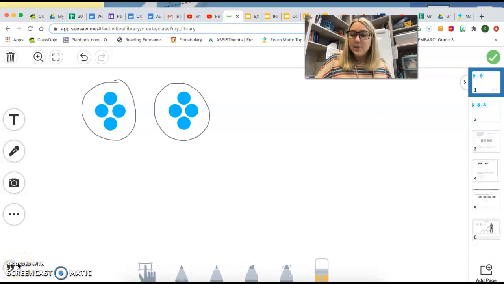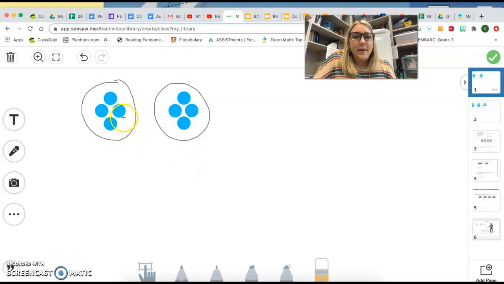Hey friends, so we're going to continue talking about equal groups, repeated addition, and then how we can turn that into multiplication. Just like what we started to talk about yesterday, we're going to continue to talk about that today. So I want us to look at this first little drawing that we have here on our screen.